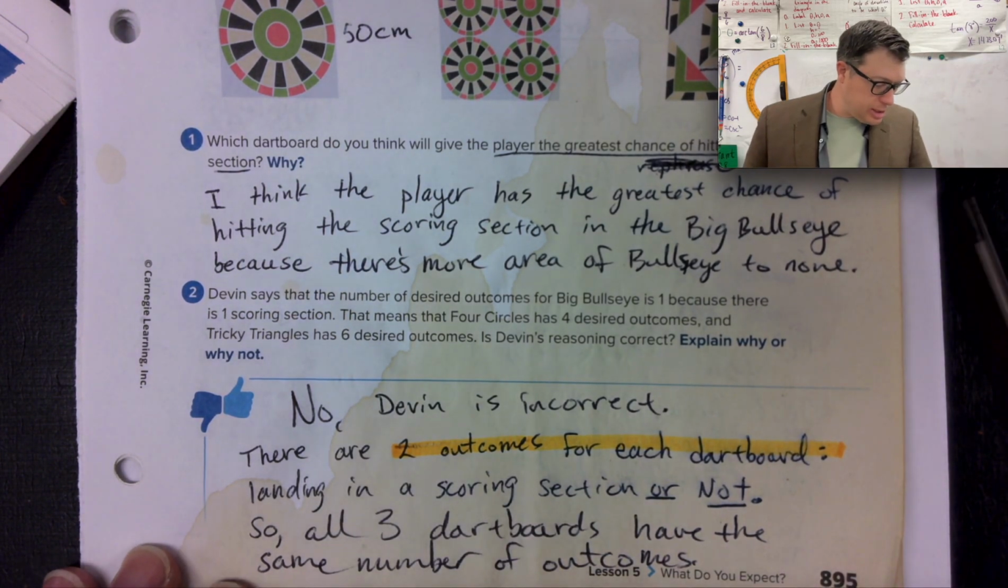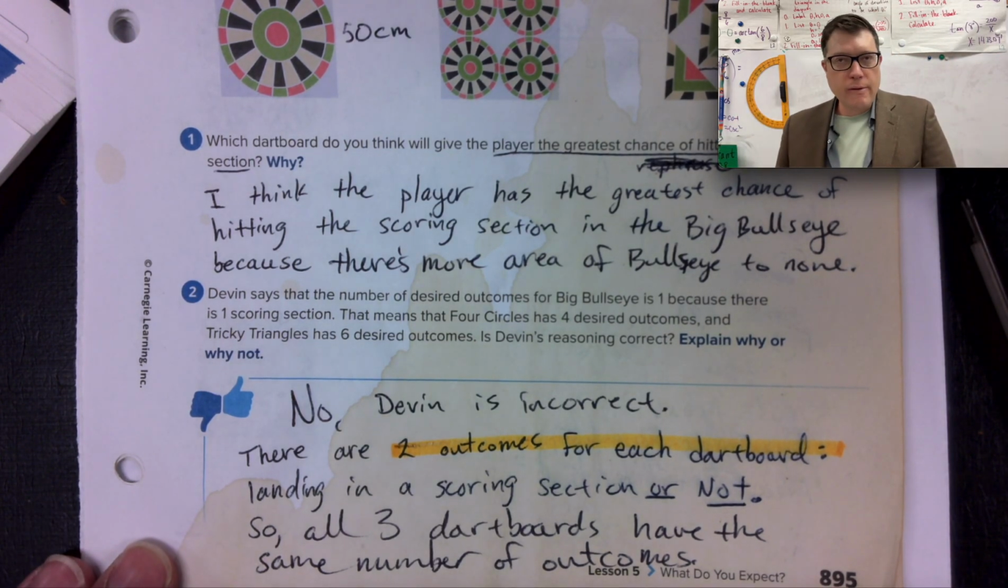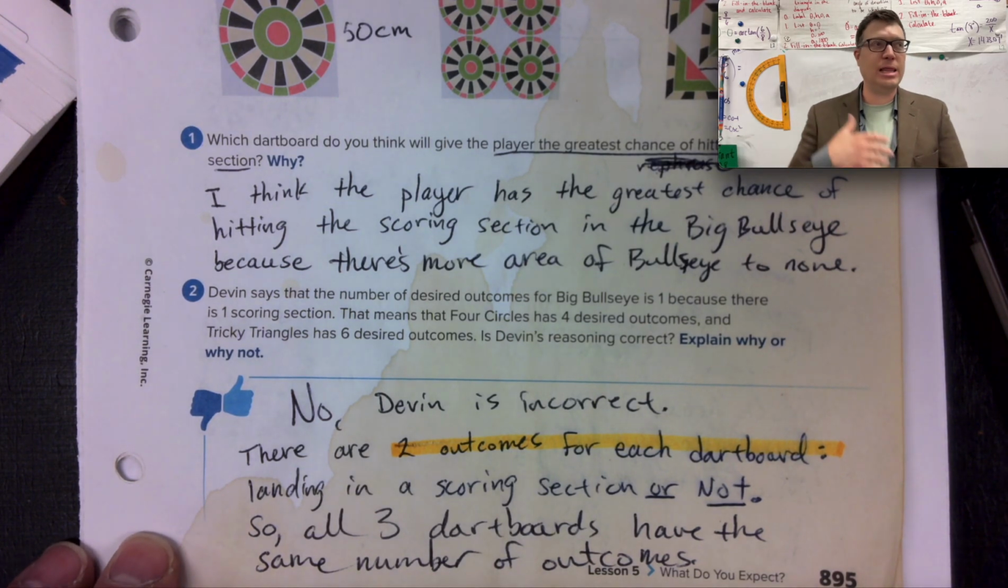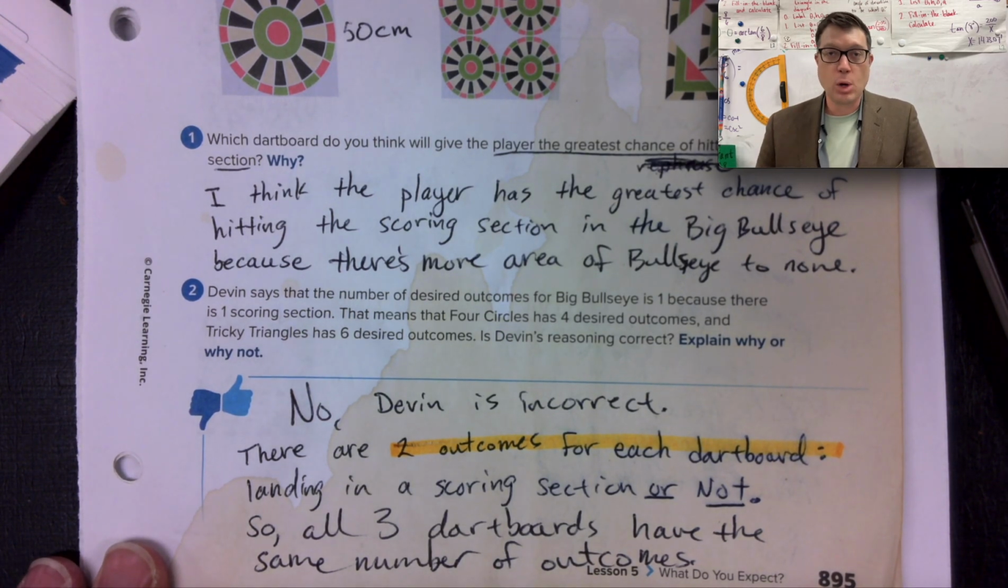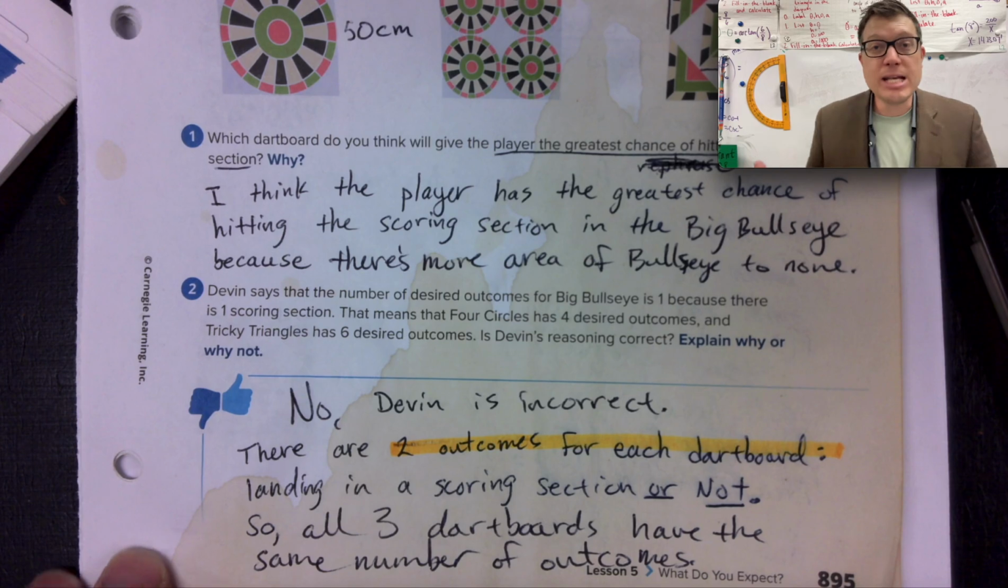Okay, a question to consider. What should Devin consider rather than the number of shaded sections? Devin should consider the likelihood of something happening. What could happen? You could land in a scoring section or not, and therefore those are the outcomes. That has been page 895.